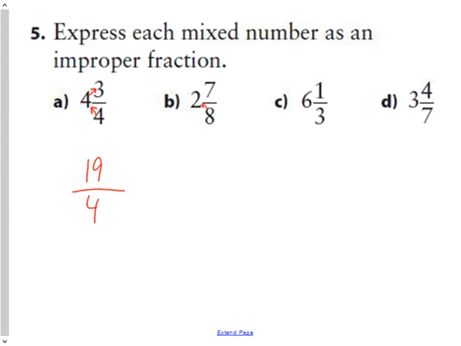I'm going to first take my denominator and multiply 8 by 2 to say 16. That's 16/8, which is valued at 2. 16 plus 7 more is 23/8, which is your answer for that one. I have 18 plus 1 is 19 over 3. And we have 21 plus 4 is 25 over 7.